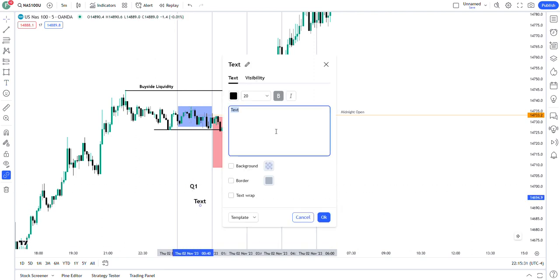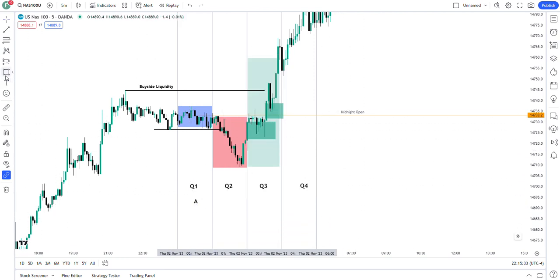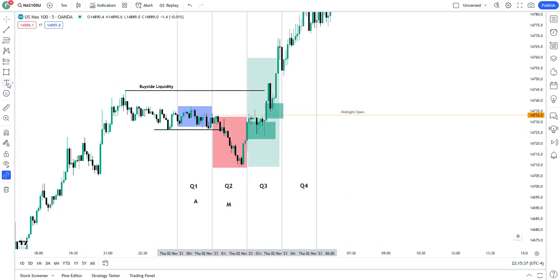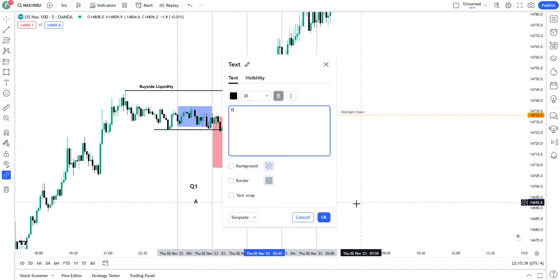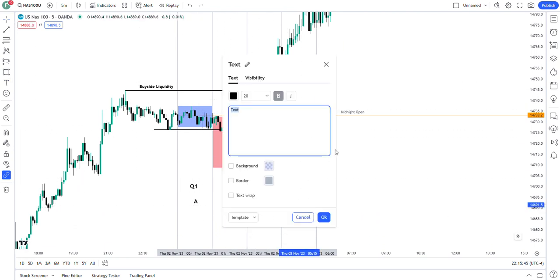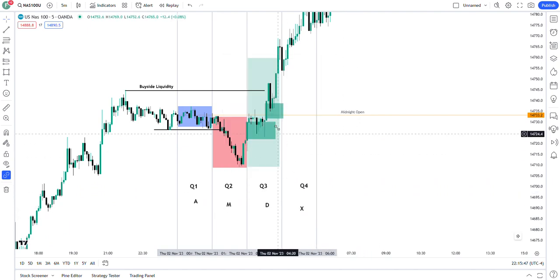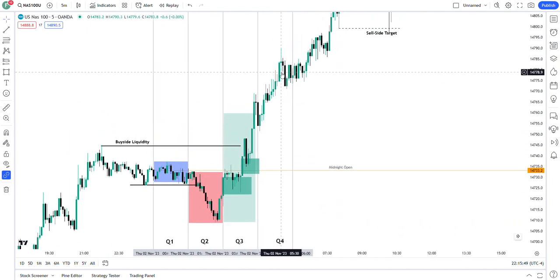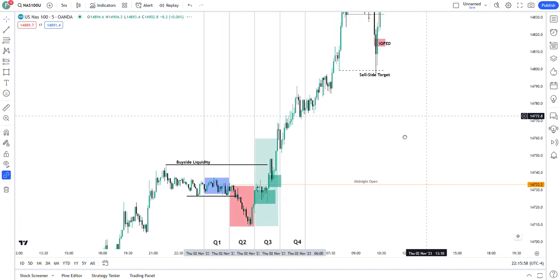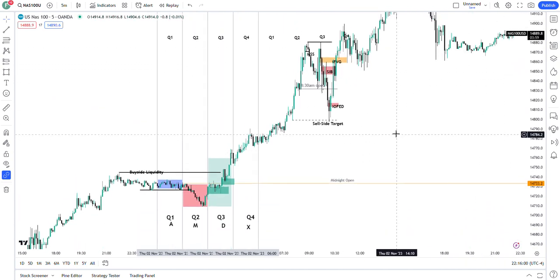And if you're going to put labels on these, there is accumulation. The second quarter is manipulation to the downside. The third quarter is distribution. So that there is the power of 3: accumulation, manipulation, distribution. And the fourth quarter is called X. And X can either be a continuation of this distribution, which we see here, or it can be a reversal, right? So that's the first 4 quarters, starting from London session. Now let's continue on for the next couple quarters and let's see what actually happens.